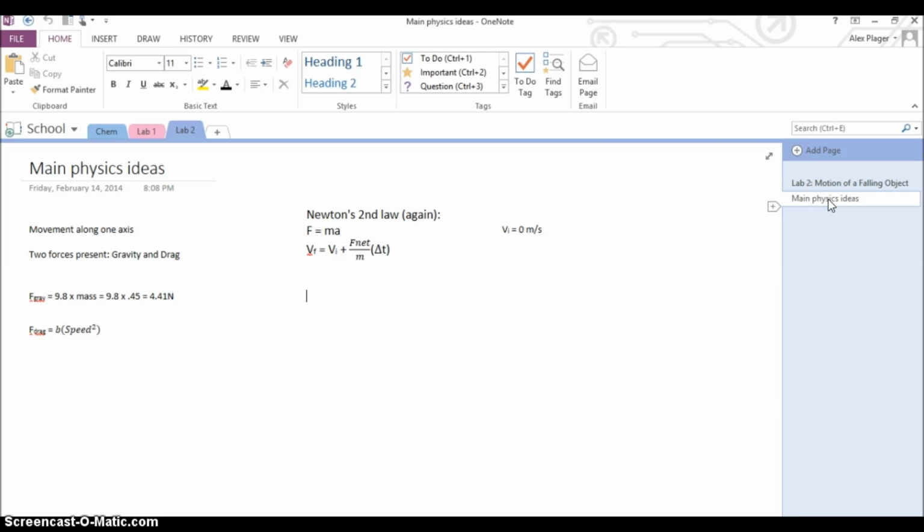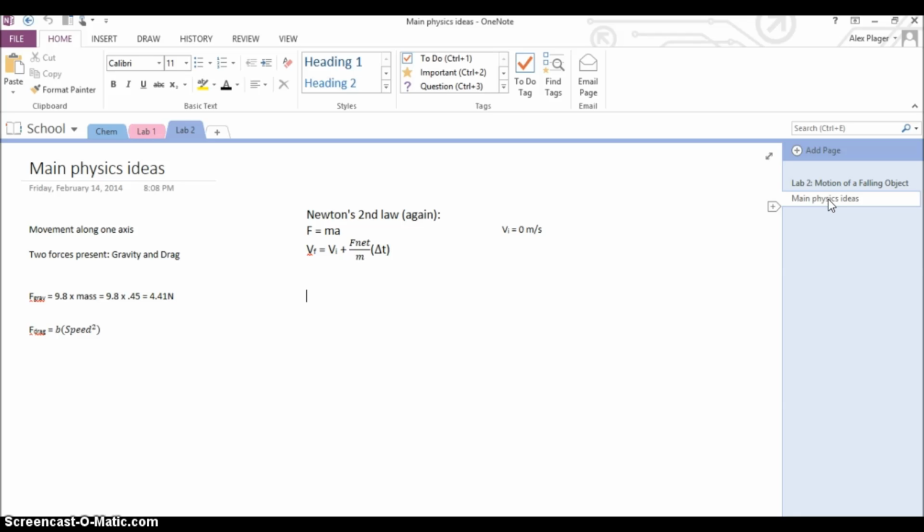So, to start this, I'd like to go over the main physics ideas. We're going to be having movement along one axis, and two forces are going to be present for this: gravity and air drag. The force of gravity is going to be calculated by 9.8 times the mass of our soccer ball, which is 0.45 kilograms, and you can see the calculation here. And the force of drag is going to be calculated as a proportion to the speed of the ball squared.